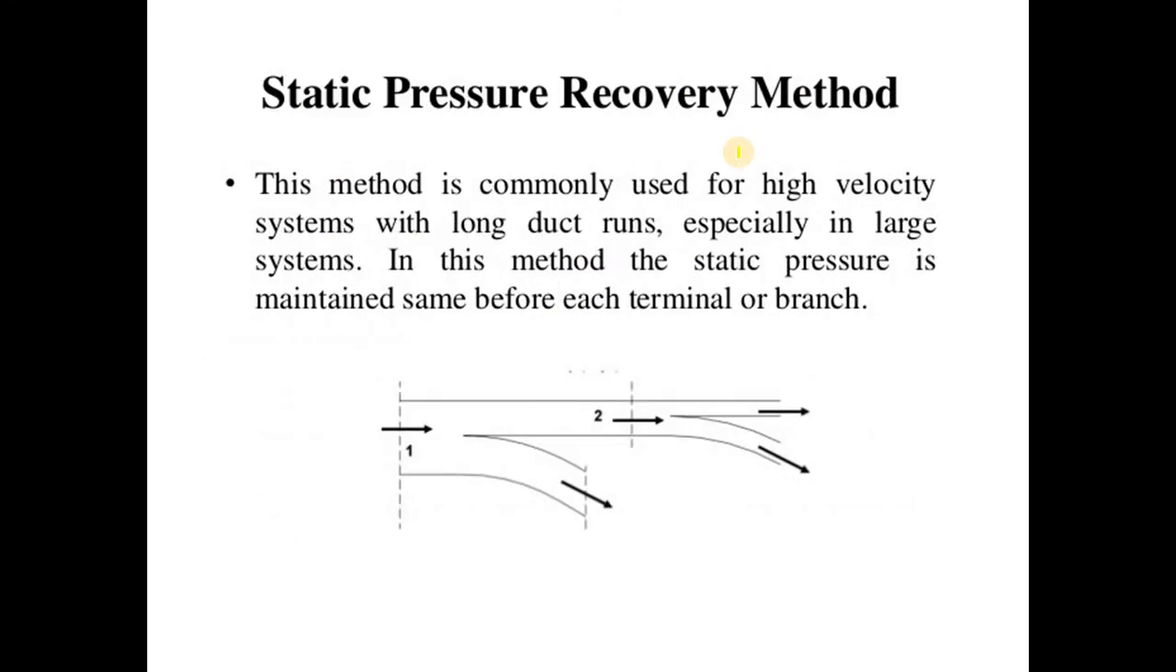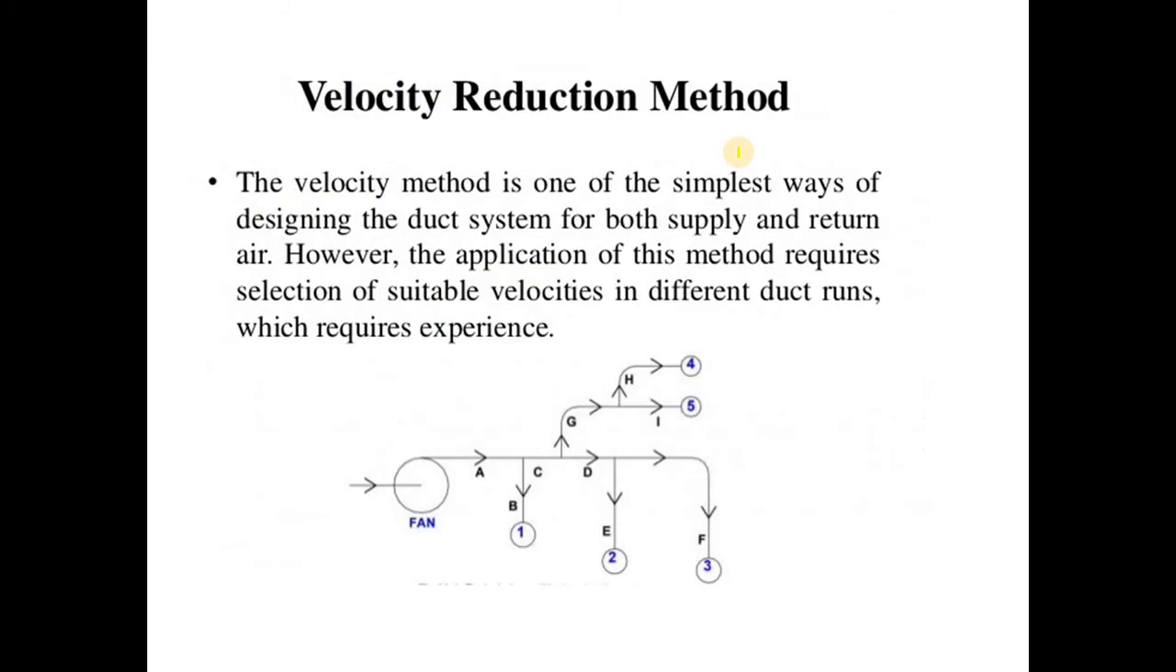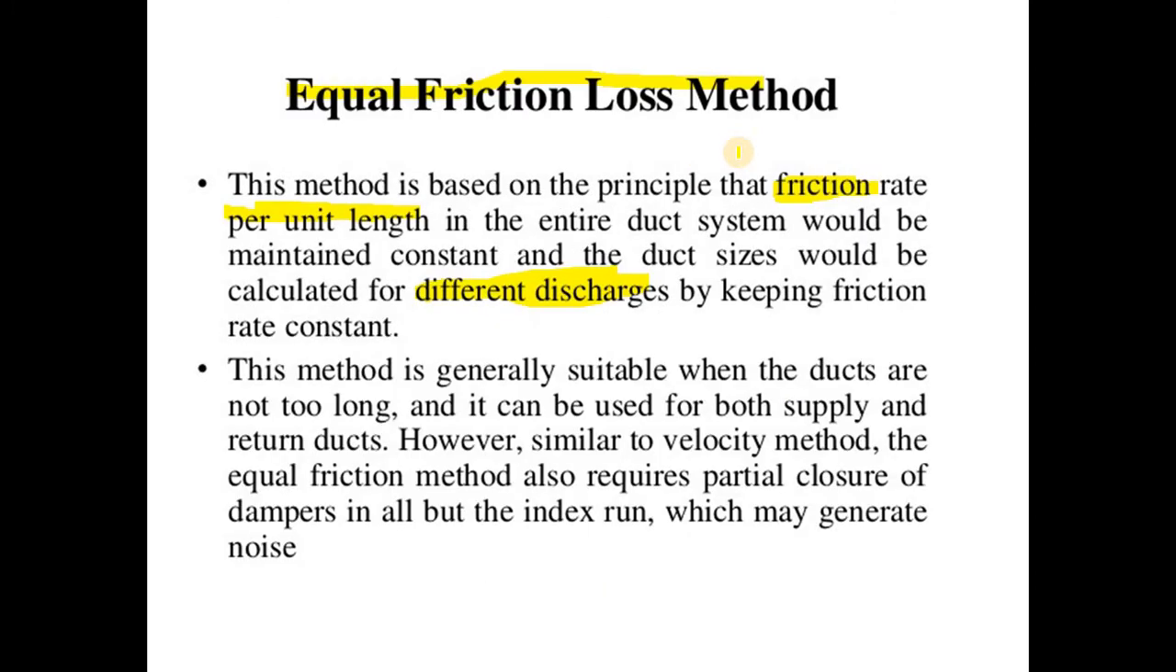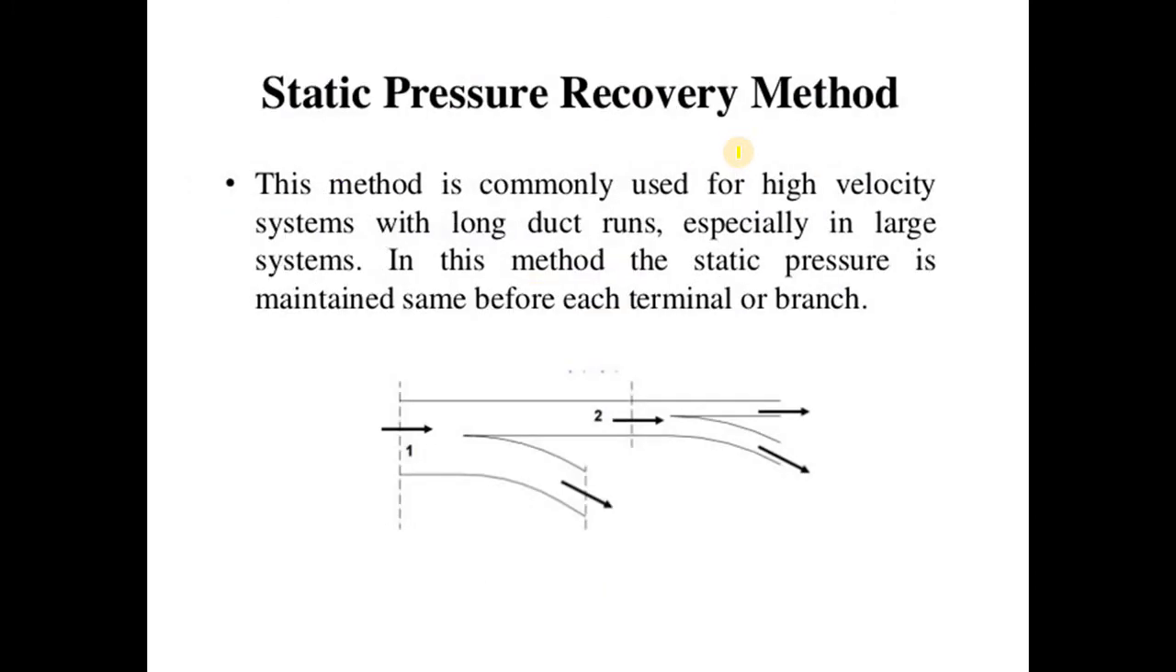So this is the last method of designing the duct. The first and most important is velocity reduction, the second is equal friction, and the third is the static pressure recovery method. This method is commonly used for high velocity systems. Take an example where the air velocity is continuously high. At that time we must prefer the static pressure recovery method.